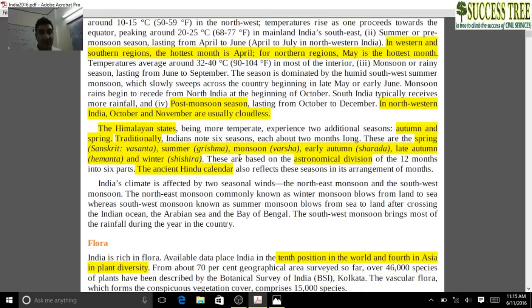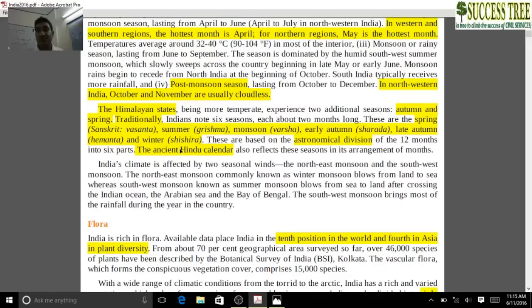The next paragraph, so keep on tick marking or highlighting these points. You see the Himalayan states, two additional seasons we have apart from these, autumn and spring. Now how many seasons traditionally do we have? Indians have six seasons. It's given there. So from that perspective the question can come.